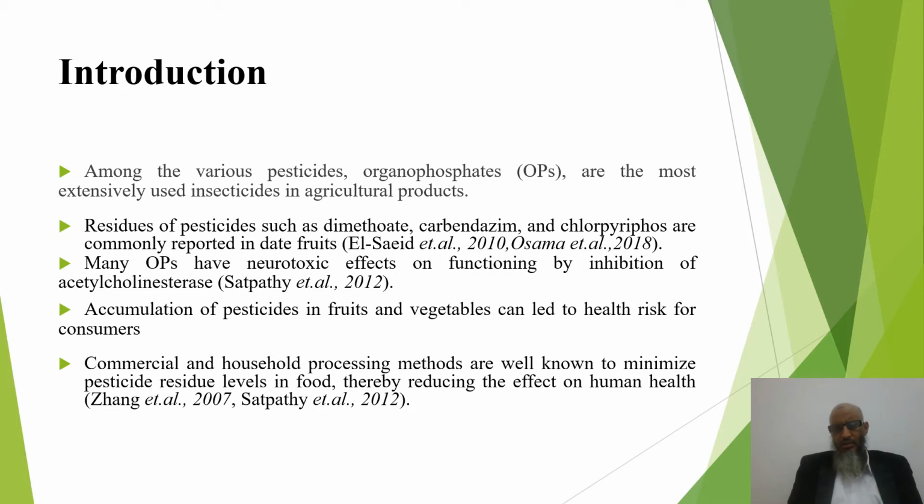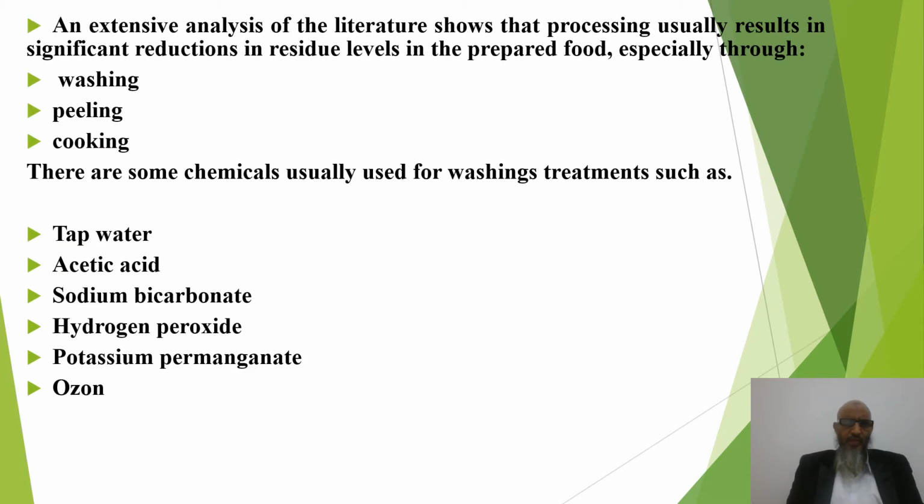Commercial and household processing methods are well known to minimize pesticide residue levels in food, thereby reducing the effect on human health risk. An extensive analysis of the literature shows that processing usually results in significant reduction in residue levels in the prepared food, especially through washing, peeling, and cooking. Chemicals usually used for washing treatments include tap water, acetic acid, sodium bicarbonate, hydrogen peroxide, potassium permanganate, and ozone.